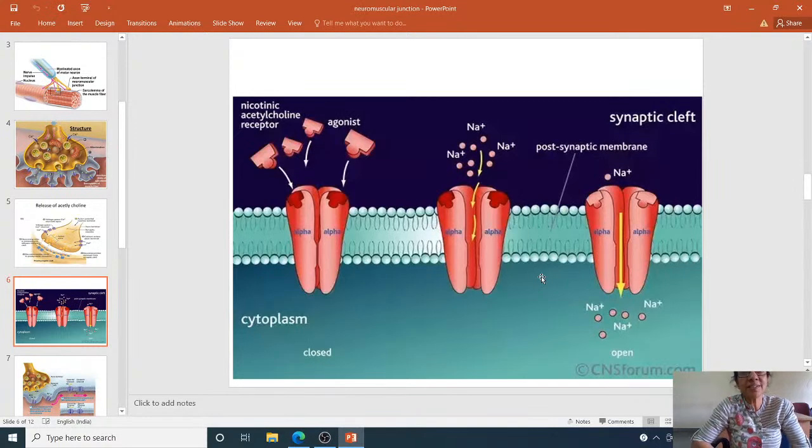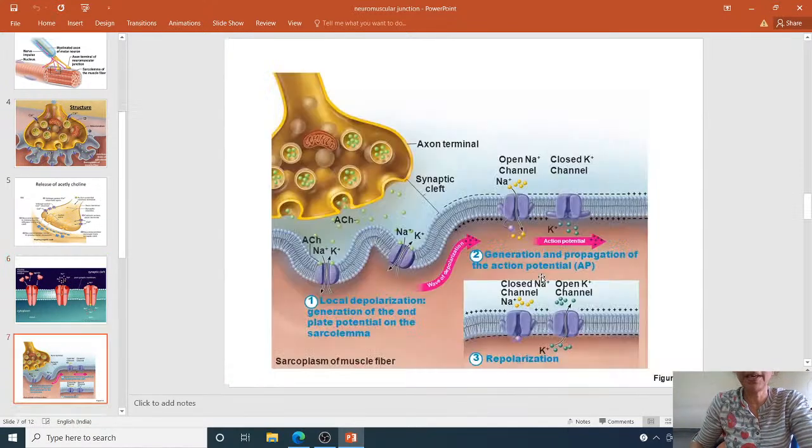Now, I told you about these receptors. They penetrate throughout the postsynaptic membrane. Throughout the membrane, it has five protein subunits. They are called nicotinic acetylcholine receptors, and acetylcholine comes and binds there. Then only this channel is opened up. Now what will happen? We'll continue from there.